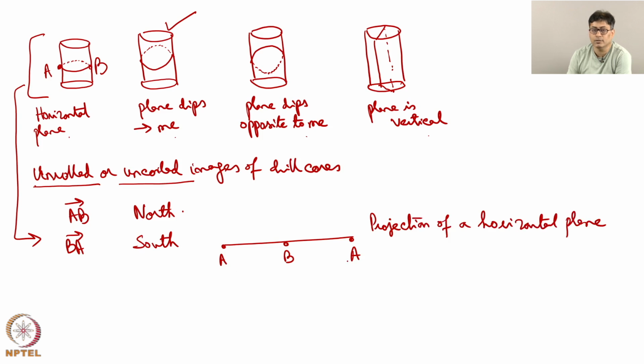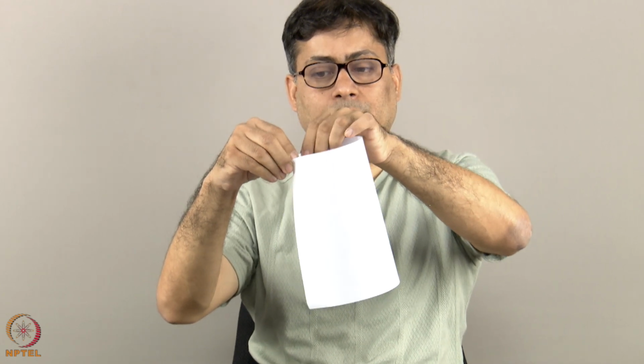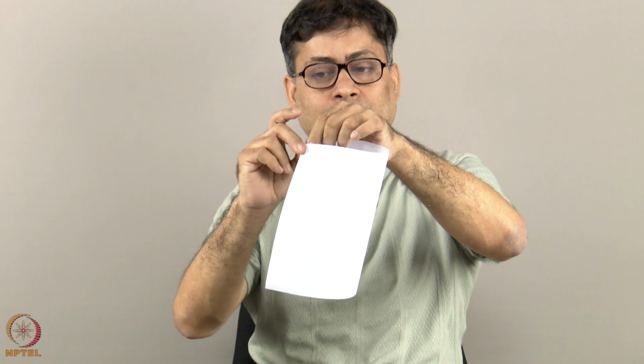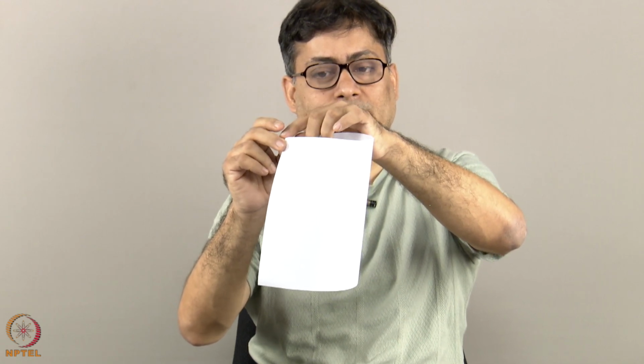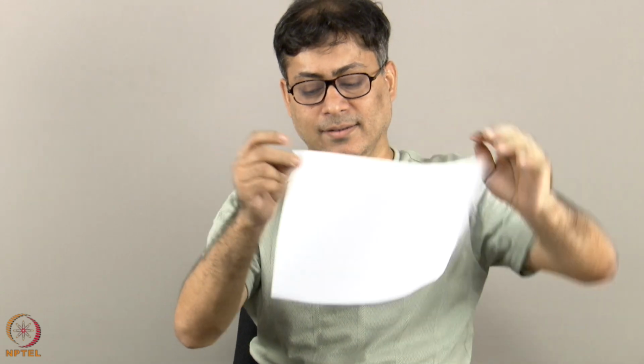Why point A got repeated has to be understood. Say this is point A and this is point B. Now, I am opening. Once I am opening, it is as if point A goes to two places, over here and there. So, A, B is here, and then again A. That is why point A is repeated.